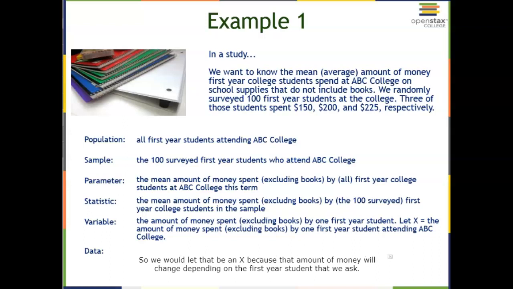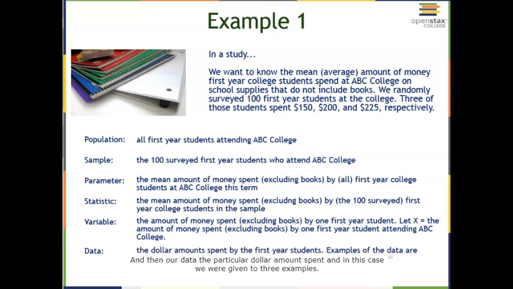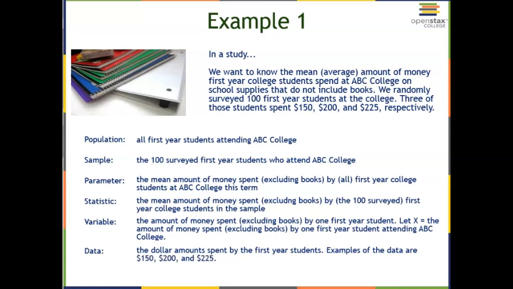So we would let that be an X, because that amount of money will change depending on the first-year student that we ask. And then our data is the particular dollar amount spent, and in this case we were given 3 examples. So the data would be $150, $200, and $225.